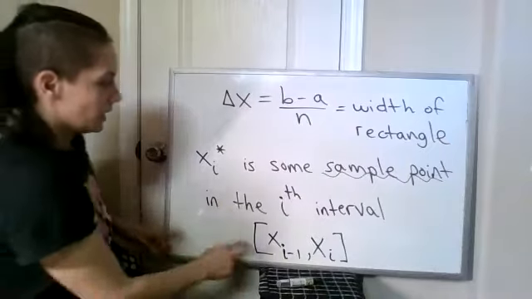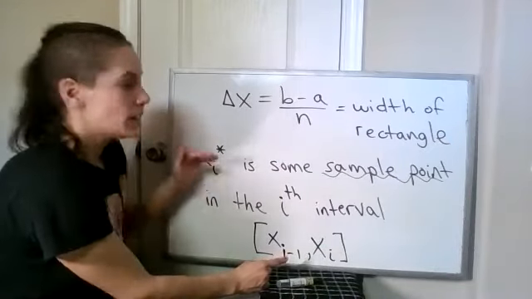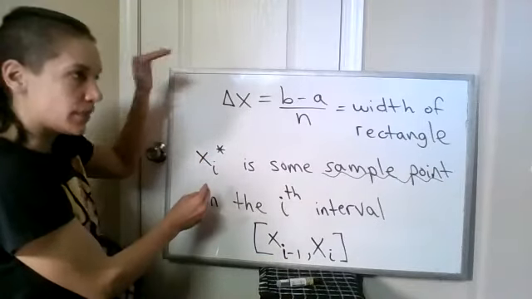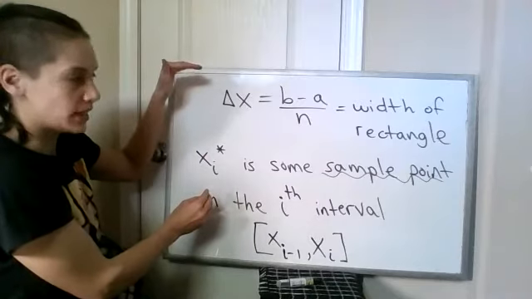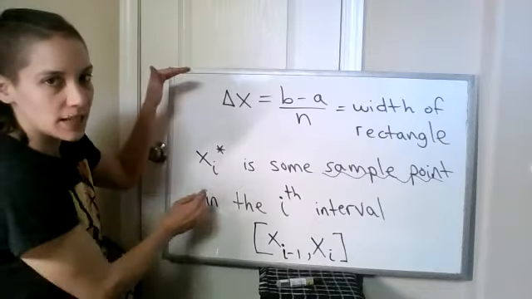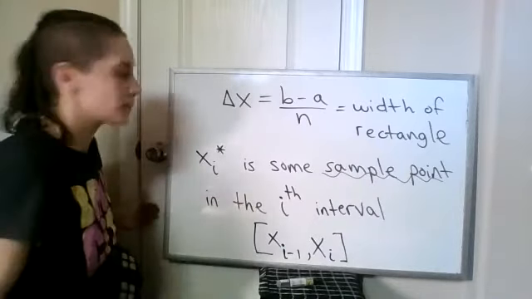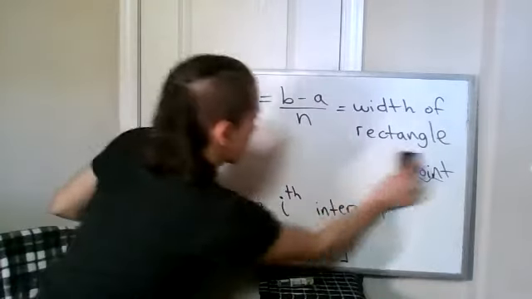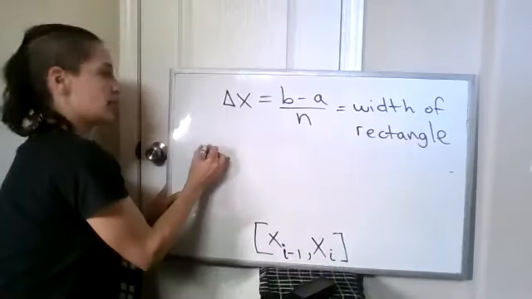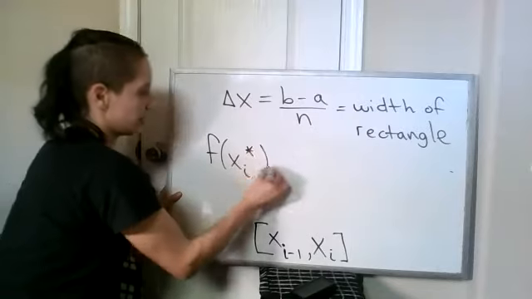Okay, so in your interval, you pick an x of I star, and then use that x value to get the f of x of I star, the height of your rectangle. And after that, you'll take your height times your width and find the area of each of the rectangles. f of x of I star is your height.